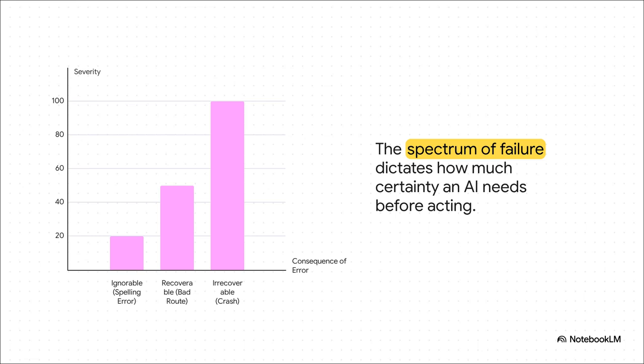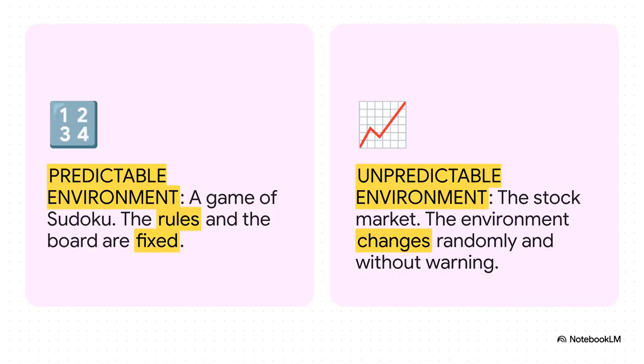An AI navigation app that takes a wrong turn, well, that's recoverable. It just recalculates the route. But a self-driving car making a fatal error, that is catastrophic and absolutely irrecoverable. The consequence of error dictates how much certainty an AI needs before it's ever allowed to act. Okay, rule 3 asks, is the world predictable?